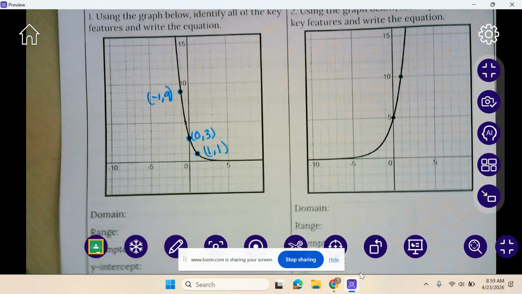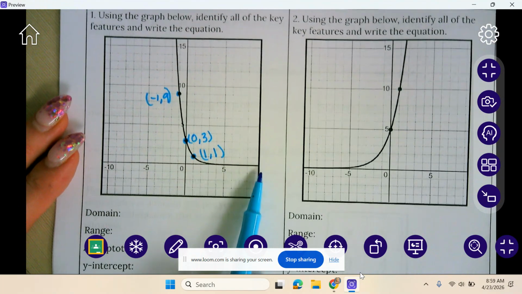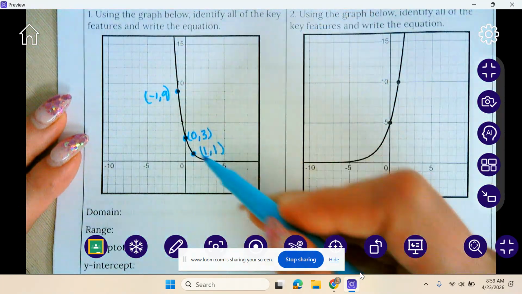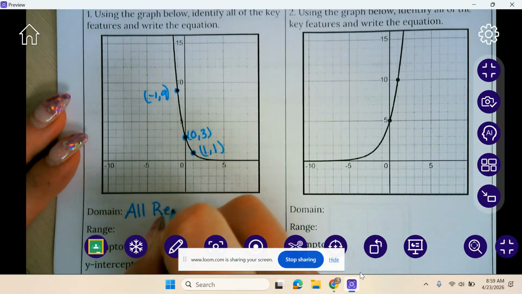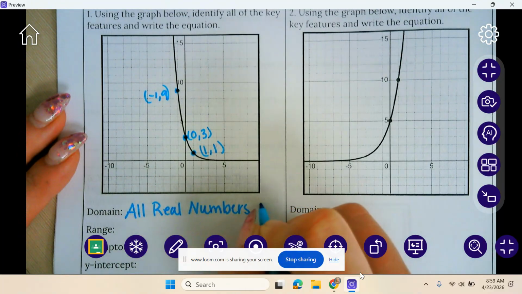All right, so we can see this is an exponential function. It's going to the left and it's approaching an asymptote right here. The domain, we can see goes all the way to the left, all the way to the right. That's going to be all real numbers. And you can also write the symbol instead.